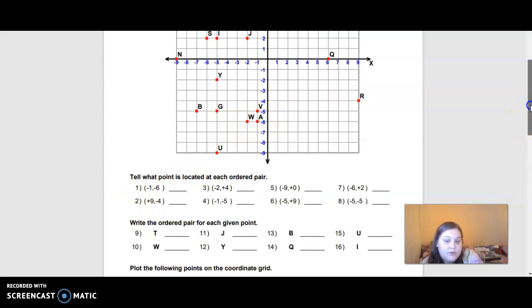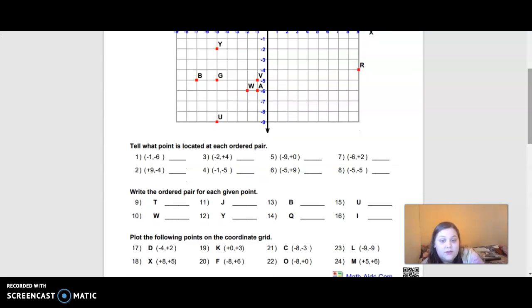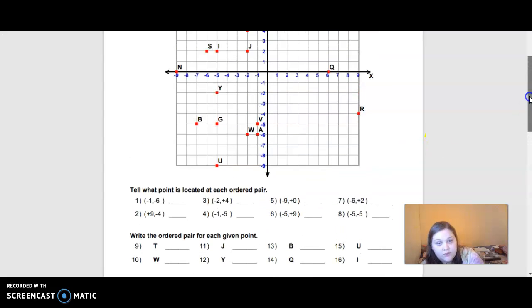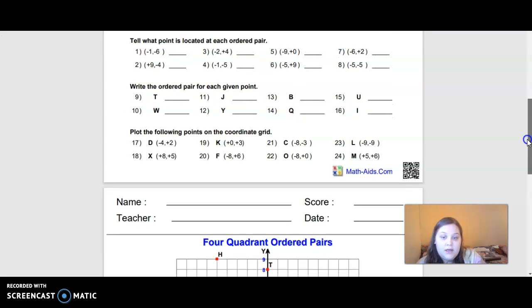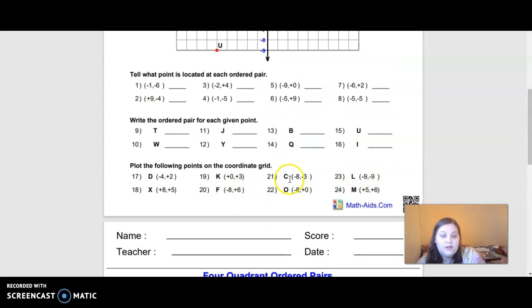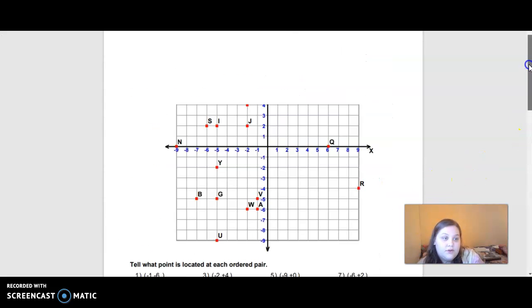This worksheet is pretty much the same thing, just ordered differently. So for the first one, you're looking for letters. For the second section, you're going to actually write out the coordinate points in the XY form. And then you're going to plot the following on the grid yourself. So this is page 1.